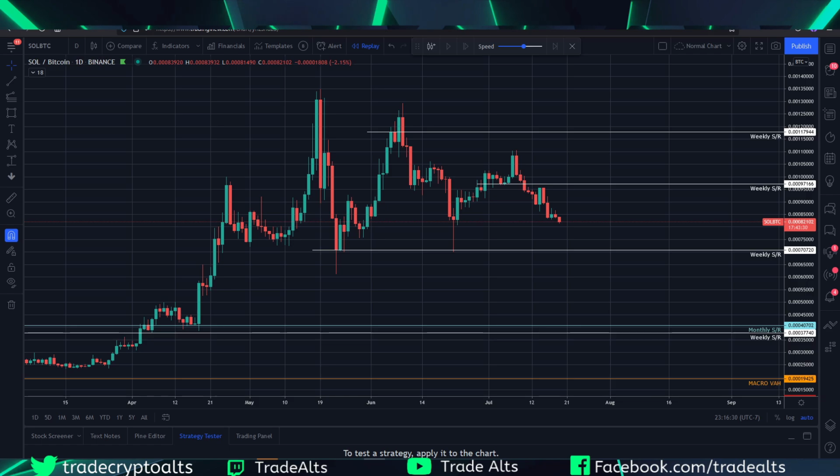All right, so here's Solana versus Bitcoin on the daily time frame. I picked Solana because it's one of those alts that is holding up better than most. A lot of altcoins got absolutely destroyed. Solana took a beating, but versus Bitcoin, it's actually not doing too bad. It's actually holding its own. So it's one of those things I wanted to cover.